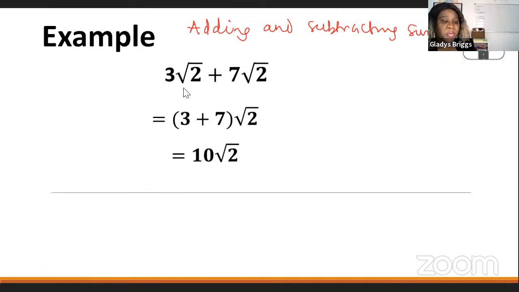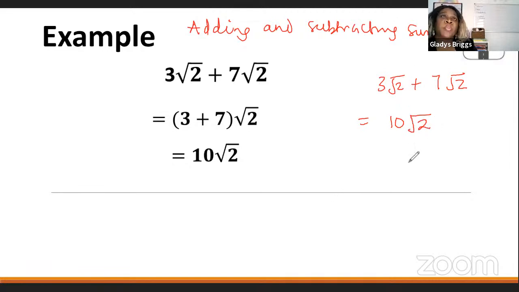So then once the roots are the same, you just add the whole numbers and then leave the surd as it is. Leave the surd as it is and add the whole number. So this would be 3 root 2 add 7 root 2 would be equal to 3 add 7 is 10, and we just leave root 2 as it is. We don't touch it.